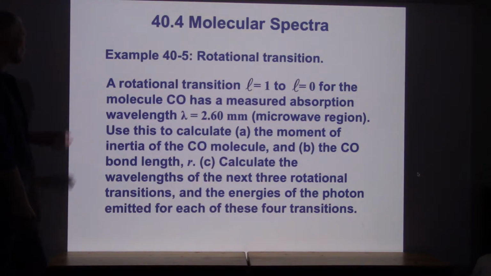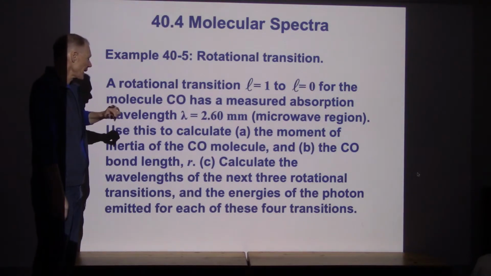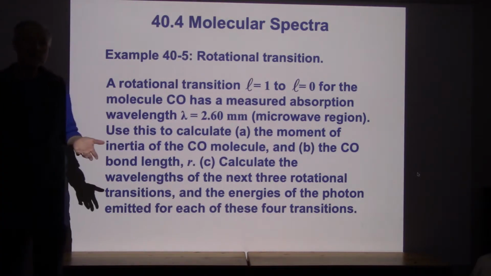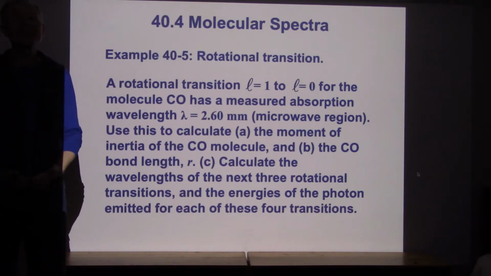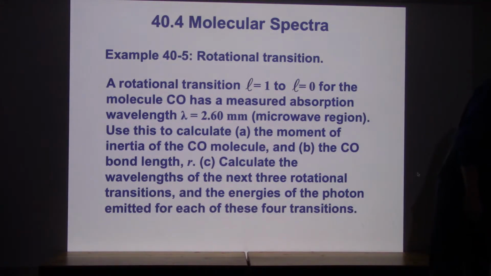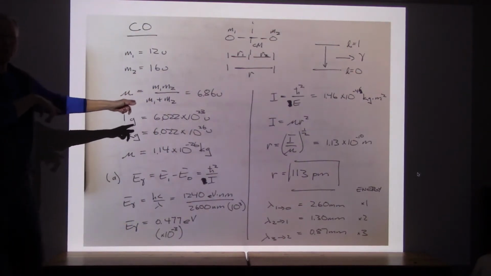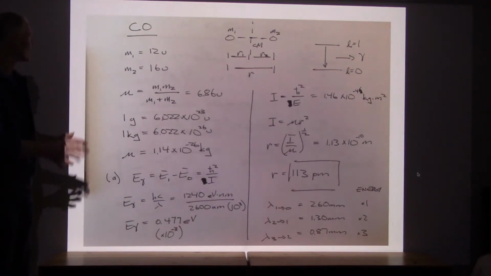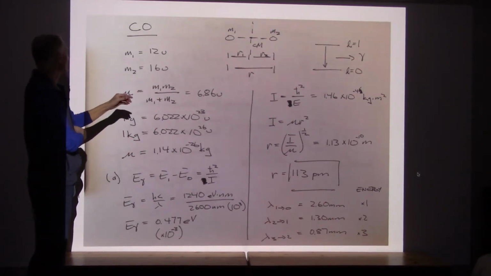So, specifically for this transition, can we calculate the moment of inertia? Can we calculate the bond length? And then finally, can we predict what other photons will be absorbed by carbon monoxide molecules, specifically for rotation? So let's take a look at this diagram, this example. It looks really good. I do like these examples of rotational and vibrational energies. I think they're very relevant for the course, and something you guys should understand pretty well.